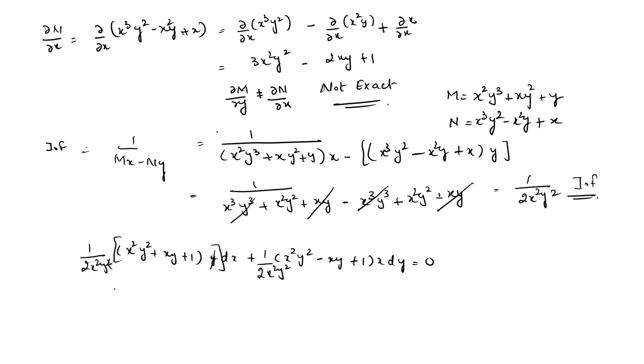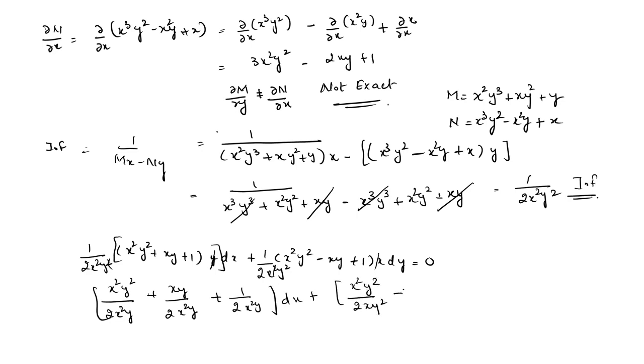So we can do one thing. x square y square divided by 2x square y, further this will go xy over 2x square y, 1 over 2x square y, that should be our dx, plus again, x and x should be cancelled out. It should be x square y square over 2xy square, xy over 2xy square, 1 over 2xy square dy equal to 0.